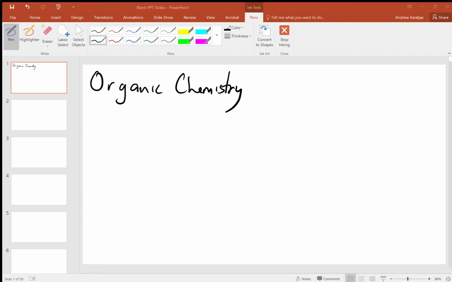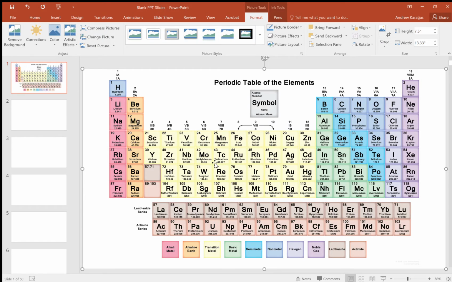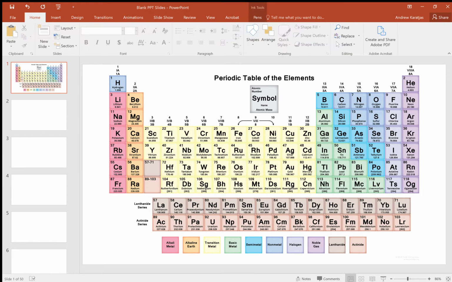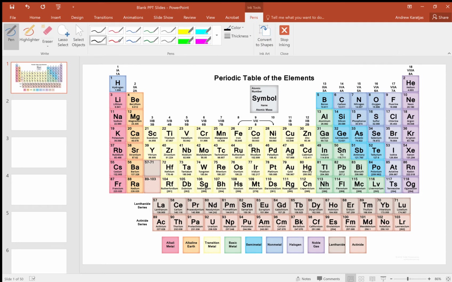So where to start other than the beginning? What is organic chemistry? Well, we have something you've seen many times before, the periodic table. And as you recall in Foundations, we looked at many different parts and many different elements that we find on the periodic table. Well, in organic chemistry, we're going to look at one of those elements. We're going to focus on carbon.